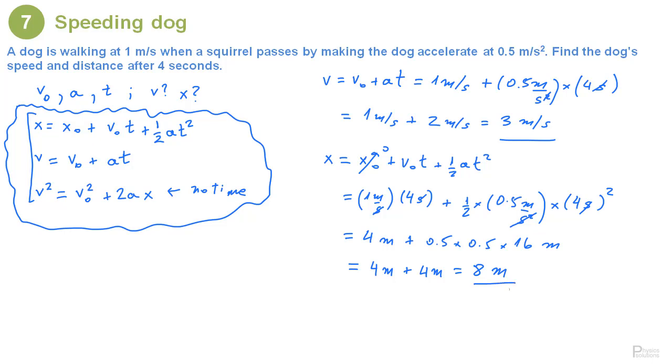And that's it. That is the distance that the dog covered by increasing its speed in those 4 seconds using that acceleration. In the upcoming exercises, I will be using these 3 formulas so we can get more familiarized with them. So make sure that you don't miss those.